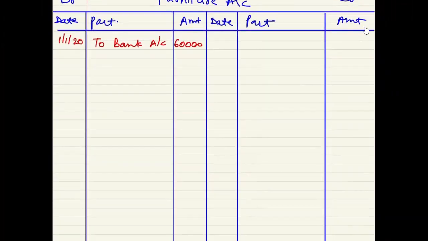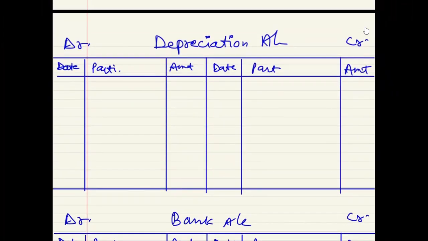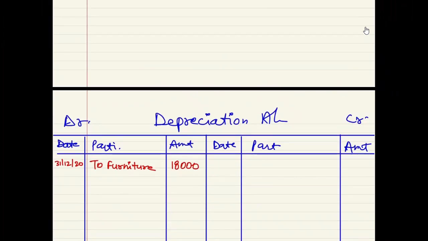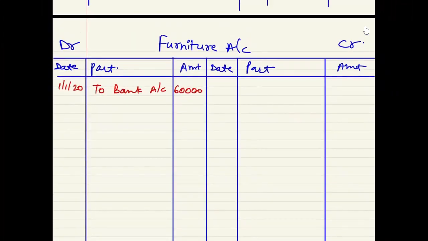In the second entry, we have debited the depreciation account. So on the debit side of the depreciation account on 31st of December 2020, it will be debited by 18,000, to furniture account. And on the furniture account side, that is 31st of December 2020, by depreciation account, that would be 18,000 rupees.